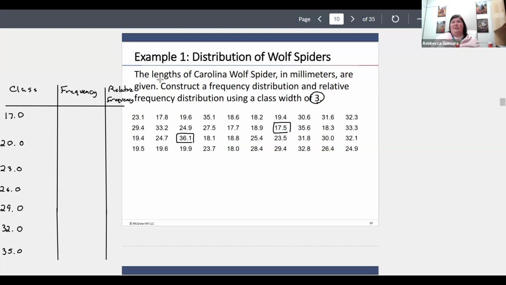The next part is the end of our class. These are all my class lower limits. Now I need all my upper limits. So before I hit 20, I would end up maxing out at 19.9. Before I hit 23, I'd hit 22.9. Before I'd end up getting to 26, I'd be at 25.9.